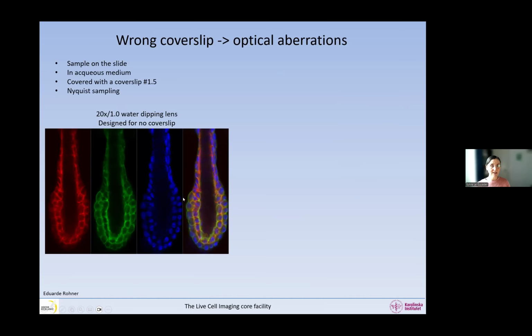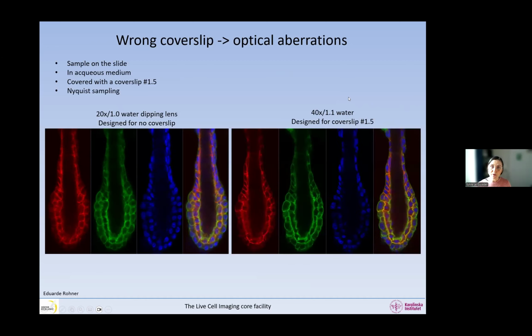They're quite nice, right? But if you compare now with another objective that has almost the same numerical aperture, but is designed to be used with a cover slip, you can see how much sharper these images are compared to this, right? And this is because of the aberrations that are introduced by the cover slip. If you use a dipping lens, no cover slip. And you only see the difference if you look side by side, clearly.